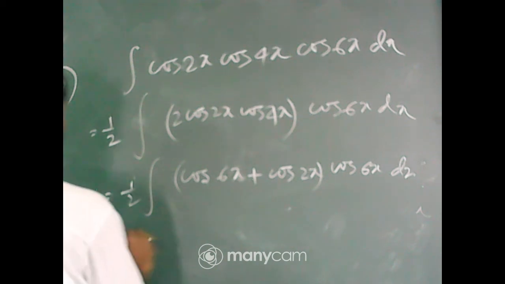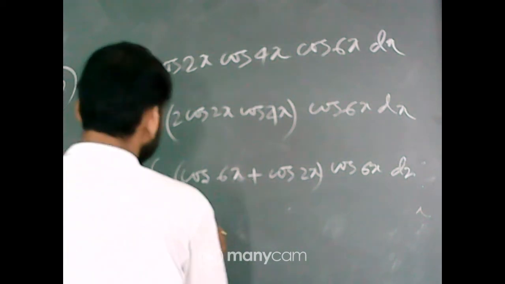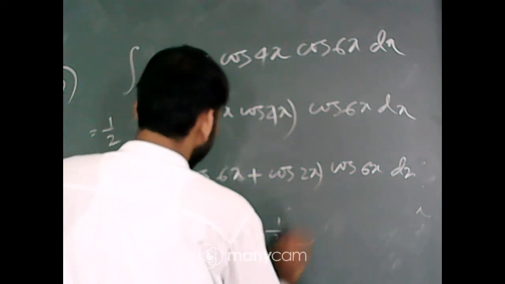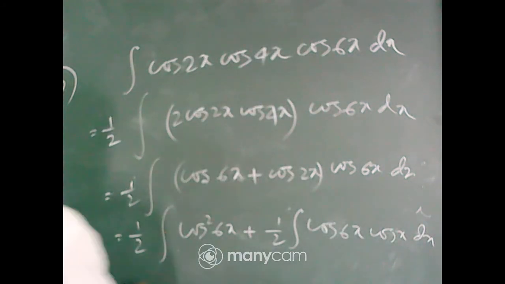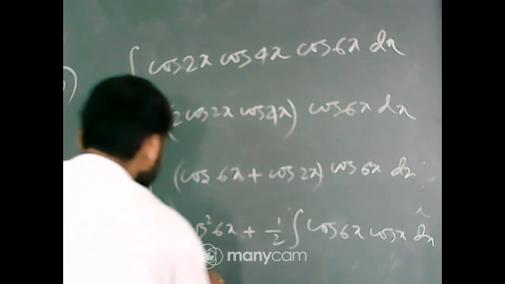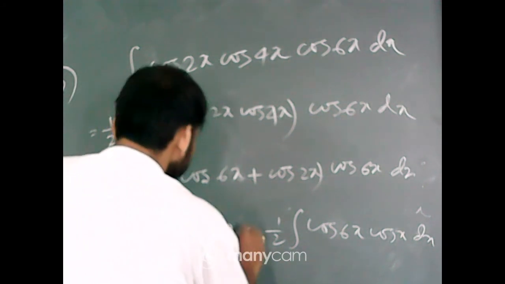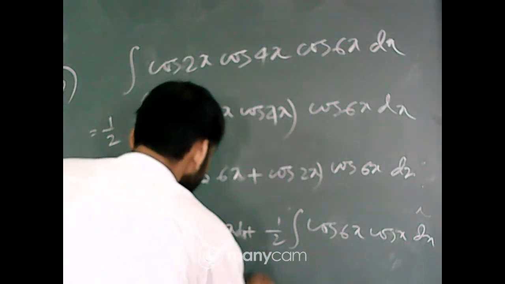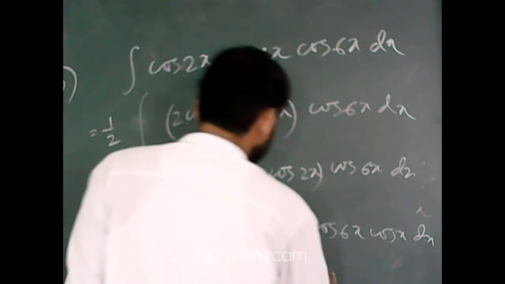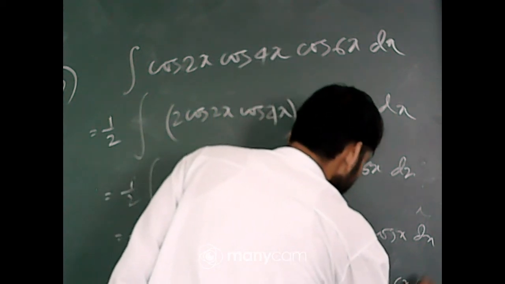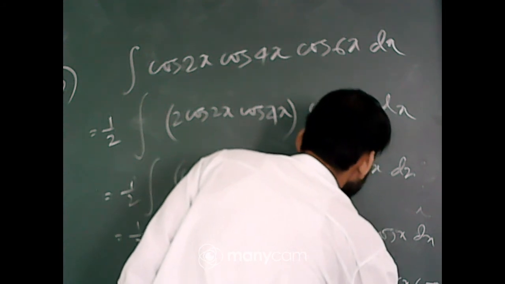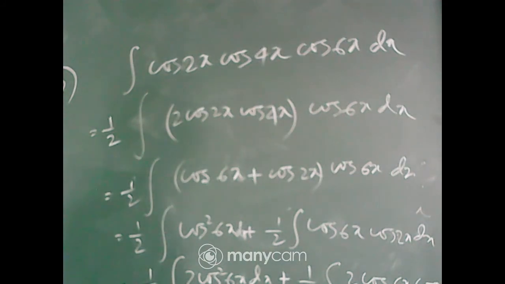Now, separate them into integrals. Half integration cos square 6x plus half integration cos 6x cos 2x. Again take another half, so it will be 1 by 4 integration 2 cos square 6x dx plus again 1 by 4 integration 2 cos 6x cos 2x dx. Okay, have you got it?